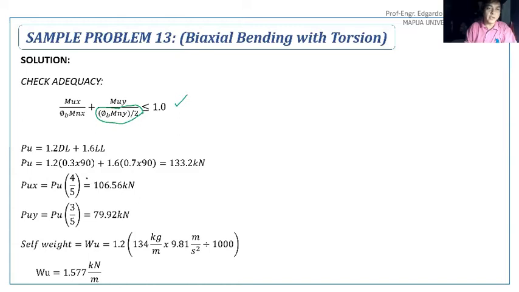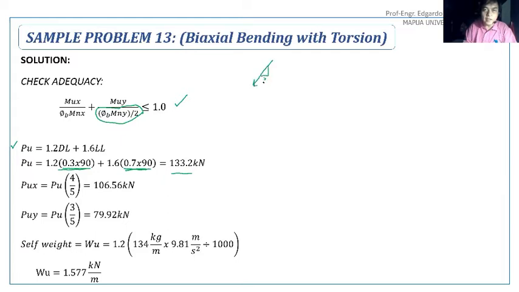So first we solve for the ultimate load, 1.2 of dead load plus 1.6 of live load, since the 90 kilonewton is just service loads. So 1.2 of dead load, and dead load is only 30% lang daw ng 90. Tapos yung 70% daw doon ay live load, kaya minultiply natin siya. So this would be the ultimate load. So 133.2 kilonewtons na.